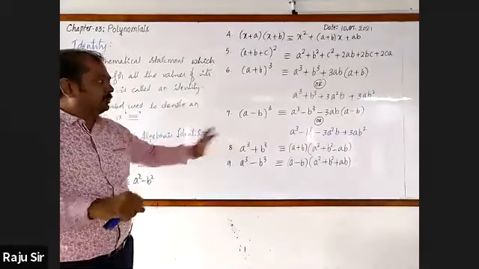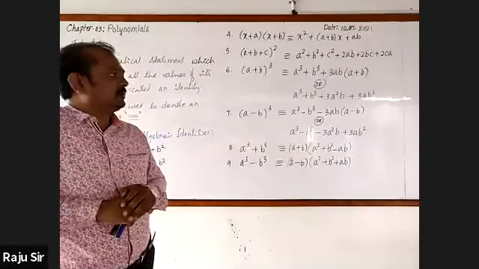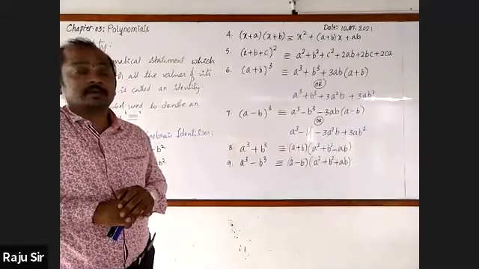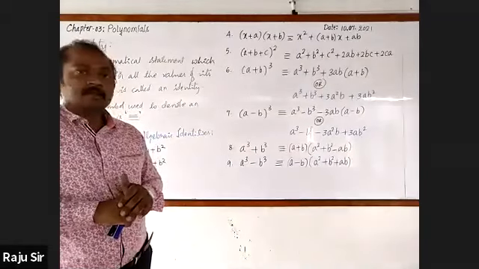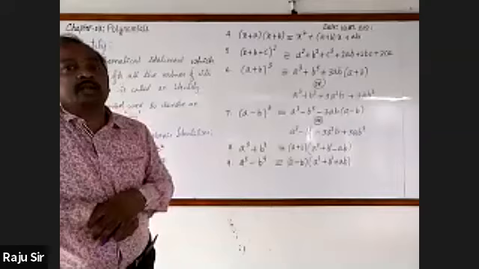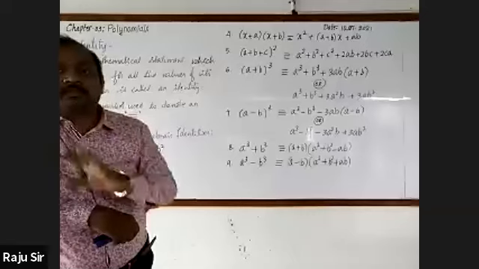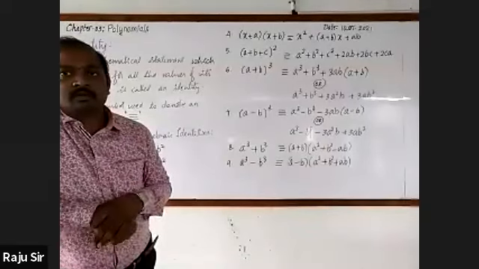a cube plus b cube is (a plus b) into (a square plus b square minus ab). Dear students, what is the other way of writing a cube plus b cube? Think, I'll give you 10 seconds. Don't be hurried. Chetan Raj, Jaknur. Wait.